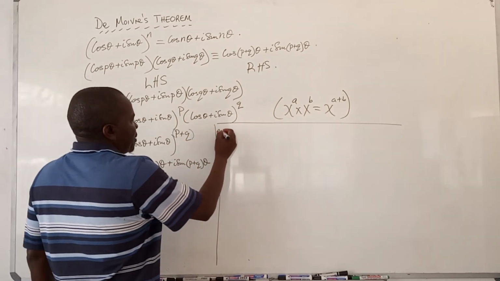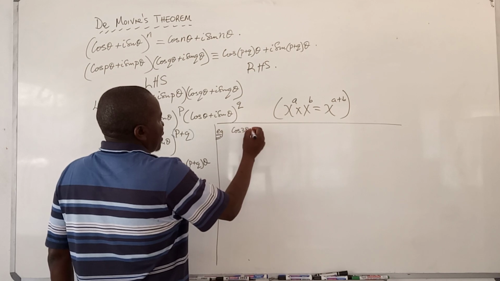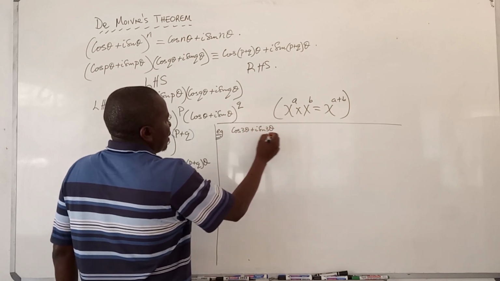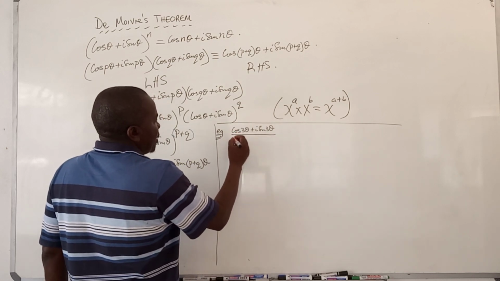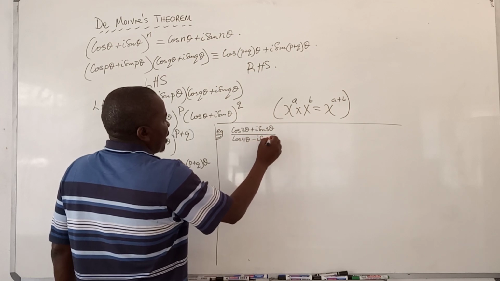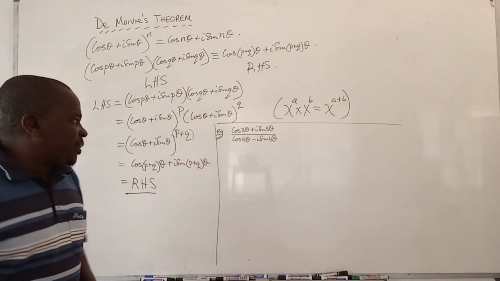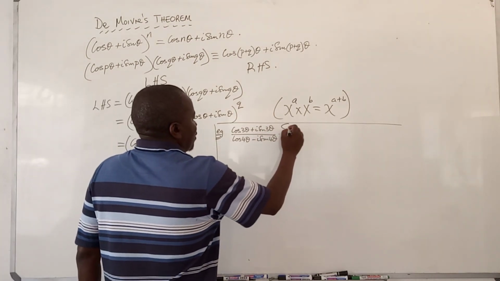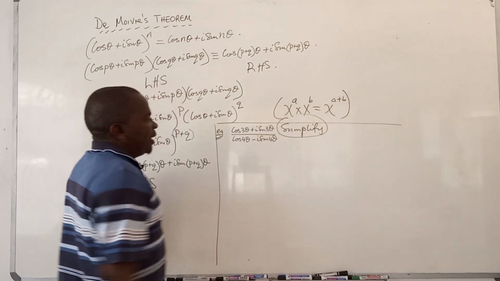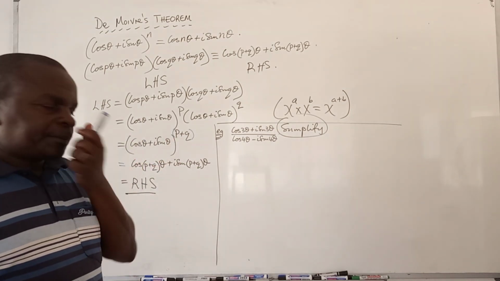Suppose we are given this simple example: cos of 3 theta plus i sine of 3 theta, divided by cos of 4 theta minus i sine of 4 theta. We want to simplify this expression. How do we simplify it using de Moivre's theorem?